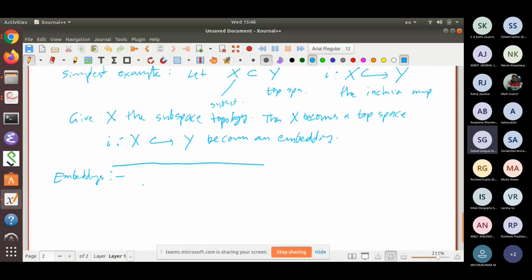Now, let's give examples of embedding. So I have R2. Here's R2. And I have circle S1. On the other hand, I have all kinds of things called simple closed curves.